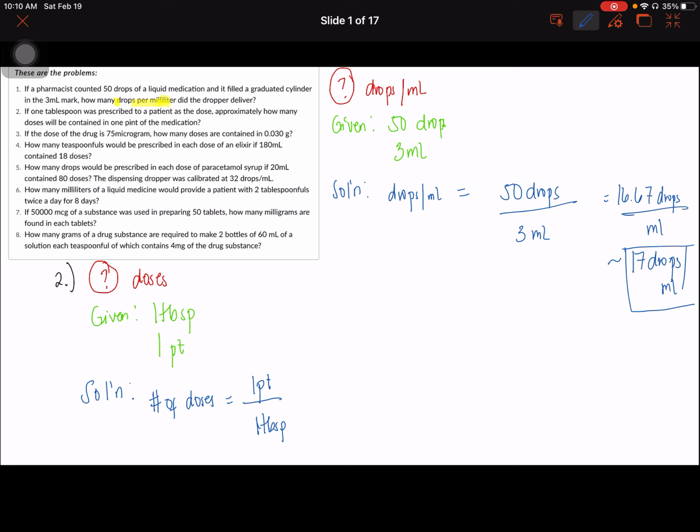So 1 pint is equal to 473 ml, and 1 tablespoonful is equal to 15 ml. So cancel out ml. The number of doses here is 473 divided by 15 equals 31.53 doses, or approximately, everyone, this is equivalent to 31 doses.